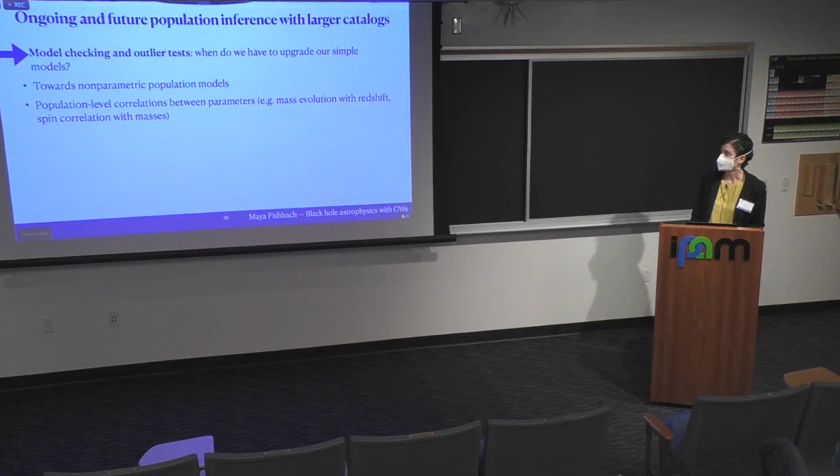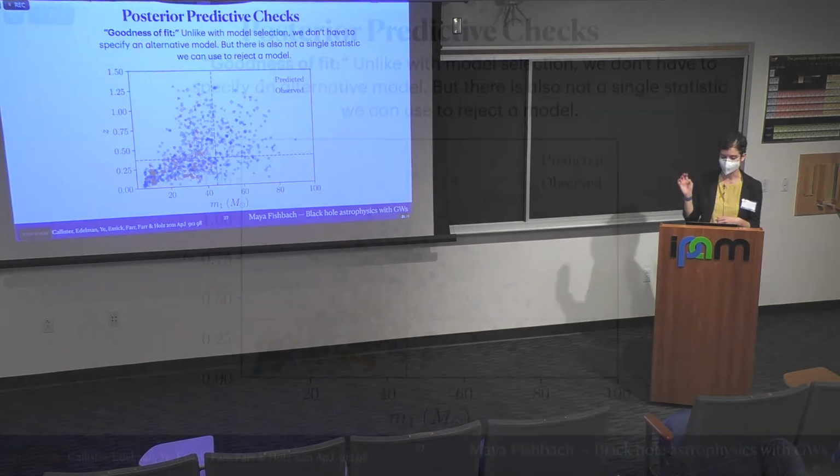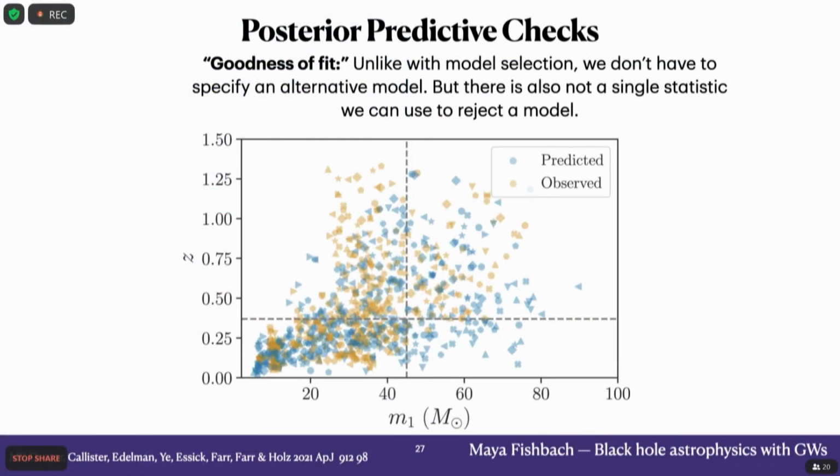And so the first thing I'll talk about is some model checking and outlier tests. And so the question here is, when do we have to upgrade our simple models? How can we know if our models are failing? And so a picture you can have in your head is Tyson's trash can picture from yesterday. If we fit a garbage model to our data, we're getting some inference about the population, but it's garbage. It's not actually describing the astrophysical distributions.